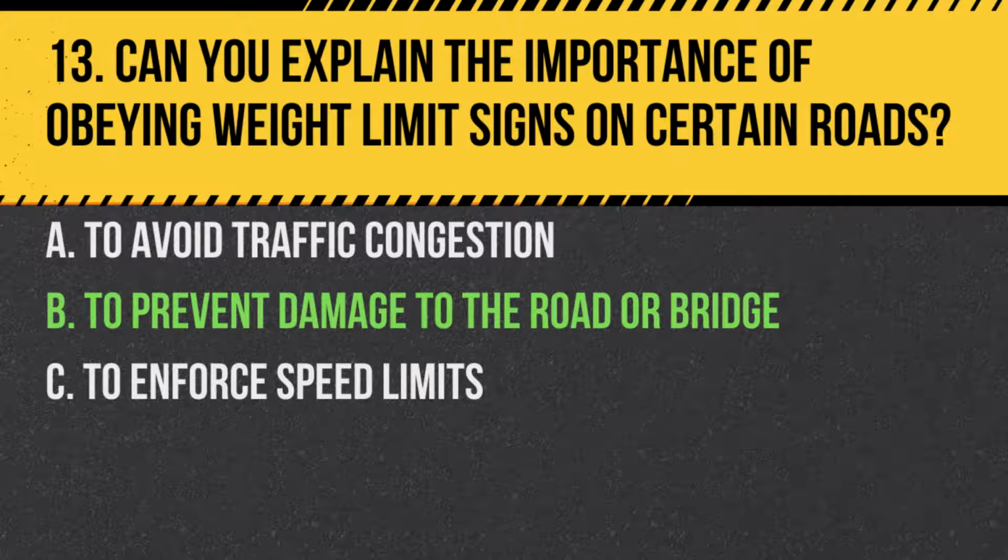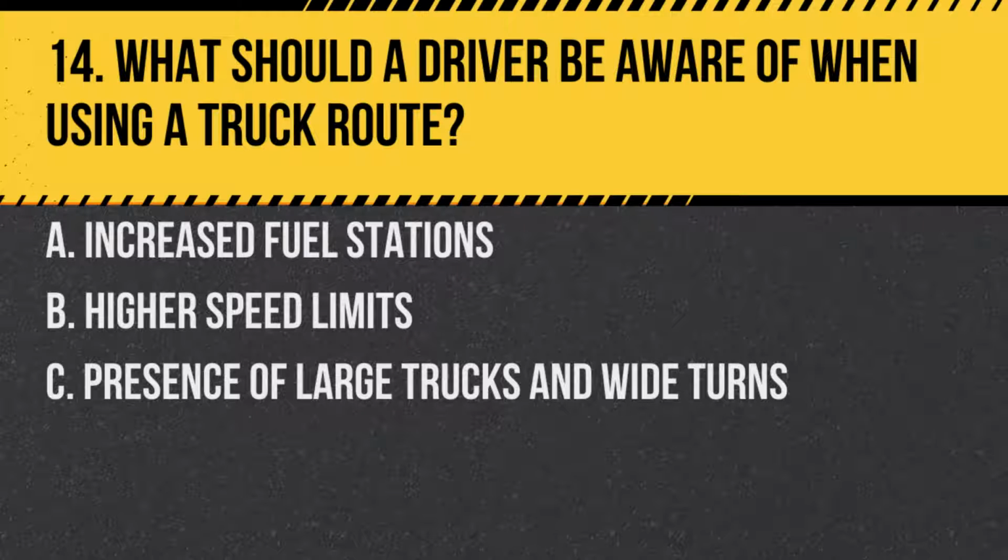Question 14. What should a driver be aware of when using a truck route? A. Increased fuel stations. B. Higher speed limits. C. Presence of large trucks and wide turns. Answer C. Presence of large trucks and wide turns. Truck routes are commonly used by large trucks, and drivers should be aware of their presence and the need for extra space for these vehicles to maneuver.